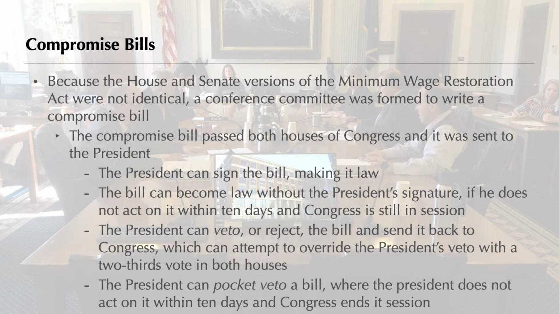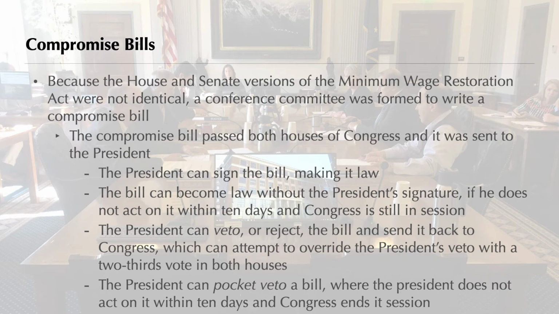Because the two bills were not exactly alike, a conference committee was formed to write a compromise bill. This bill was passed by both houses of Congress and sent to the President. After the same bill has been passed by a majority vote in both houses of Congress, it's sent to the President. The President can sign the bill, making it the law of the land. The bill will also become law if, while Congress is in session, the President holds the bill for 10 days without either signing or vetoing it.